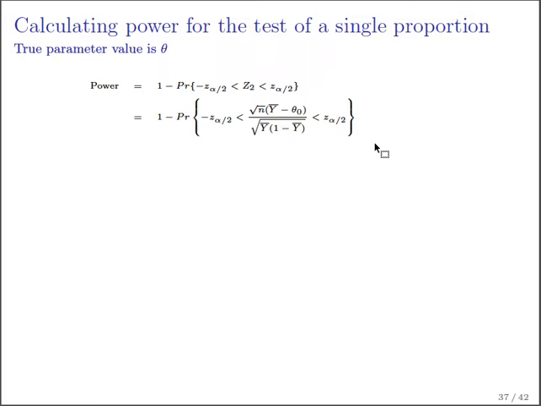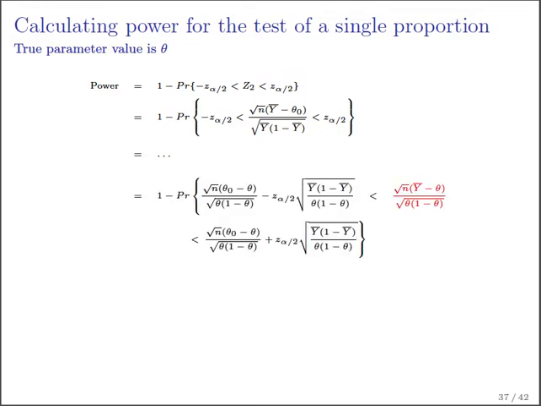And then I'm going to add the real theta to all three sides and then unwrap it and get another square root of y bar times 1 minus y bar around there, until I get something that's actually got a standard normal distribution under the alternative hypothesis. Okay, so that's the basis of the high school algebra that follows, and there's a lot of it. In the end, look at the red term. The red thing has an approximate standard normal distribution under the alternative hypothesis.